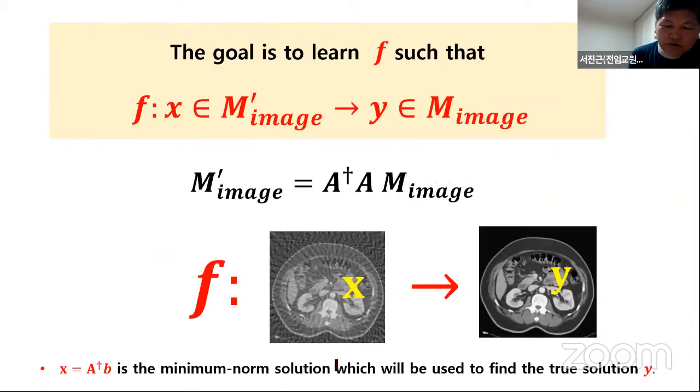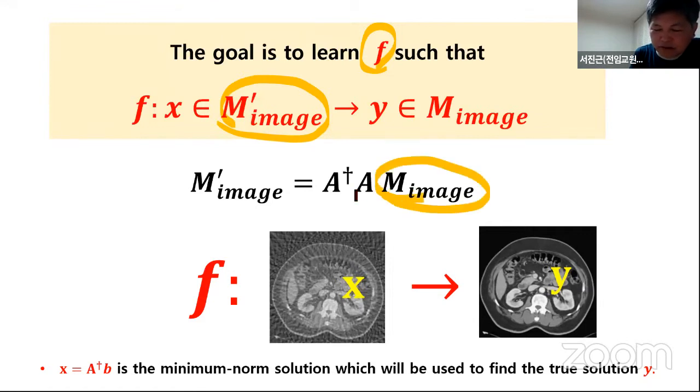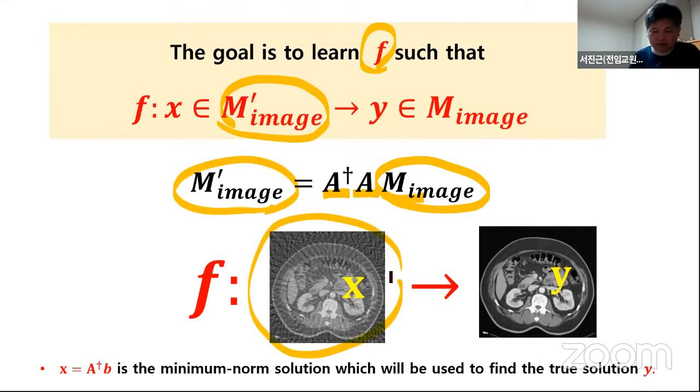Okay, the goal is to find this map F. Let us call this M prime. M prime is the solution manifold, times the matrix A, and F is a pseudo inverse, and X is this. You try to find this map.